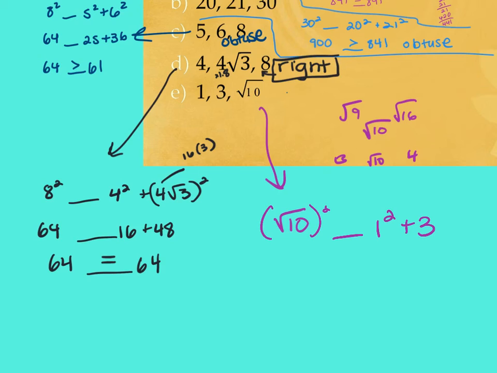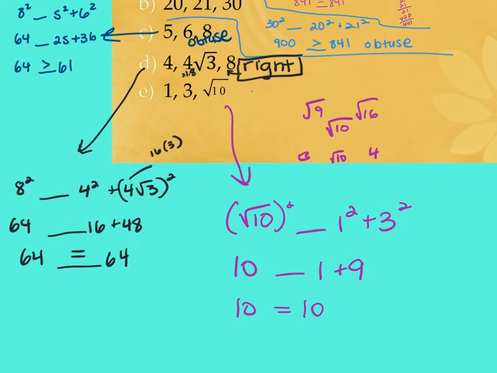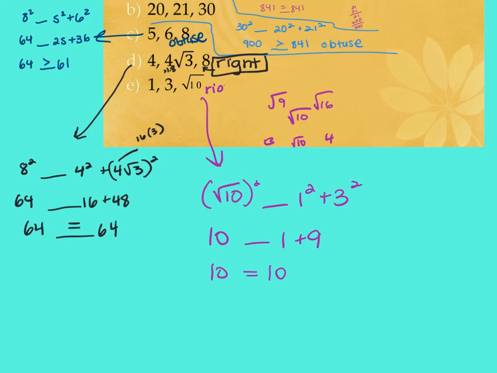Now, what happens if I had messed that order up? Once I square everything, it should still be in the order of biggest to smallest. So if you're confused on the square roots, like figuring out how big they are, once you square it and get rid of the root, you should see the order is correct. The biggest one should still be on the outside. So does 10 equal 10? Yes. This is a right triangle as well.